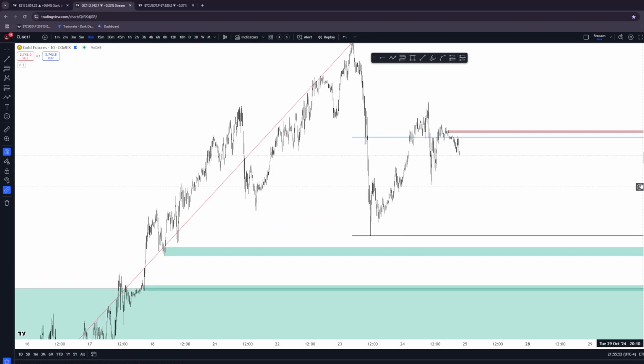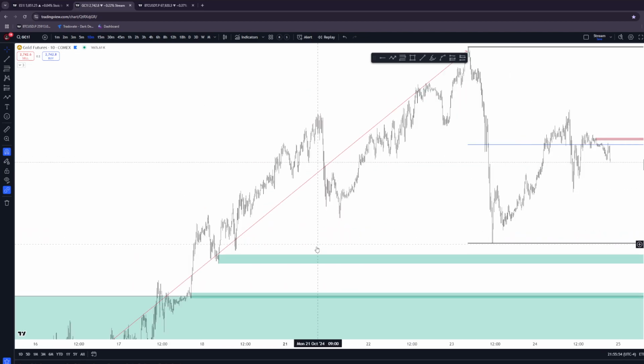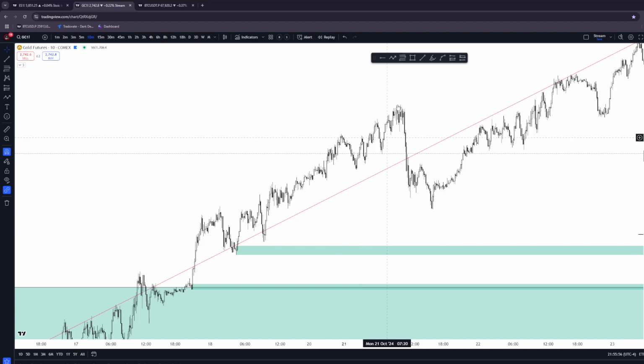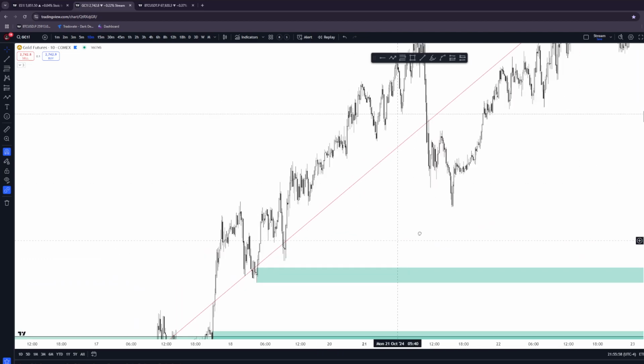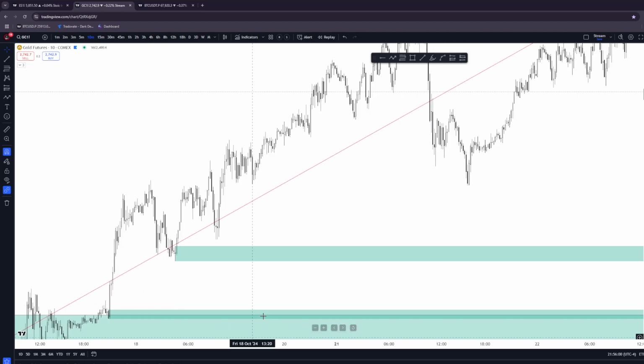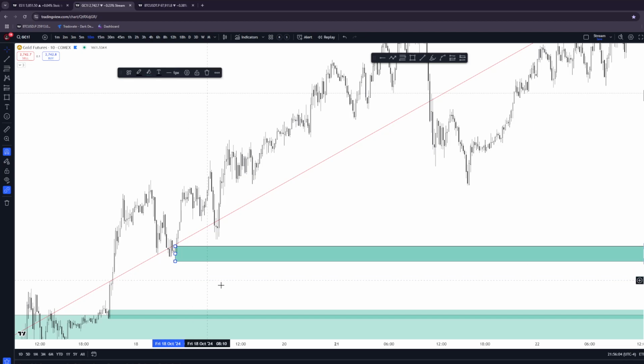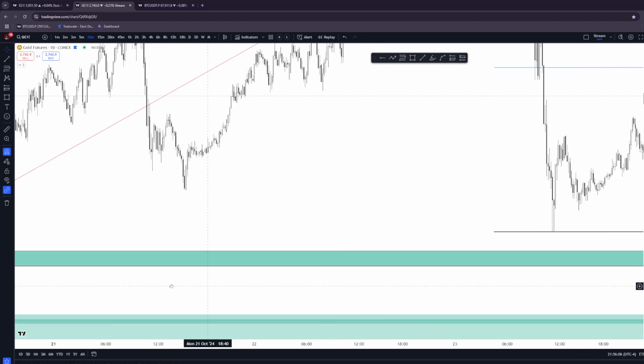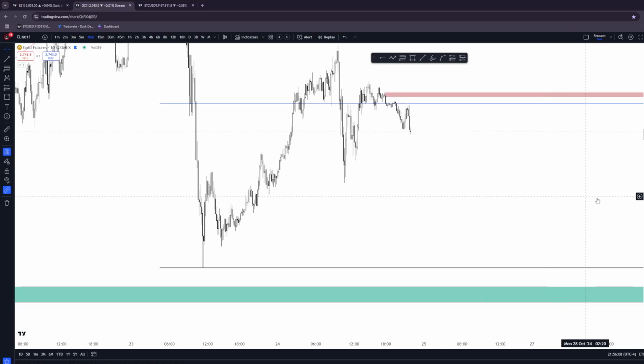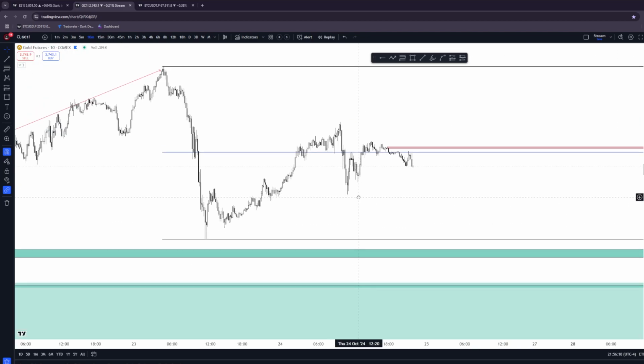Okay. Well, what I see here is I see the 10-minute supply. Let me mark that out. Let me mark out the supply here. And then, let's see. That's kind of a swing play, though. I don't really see nothing above us.